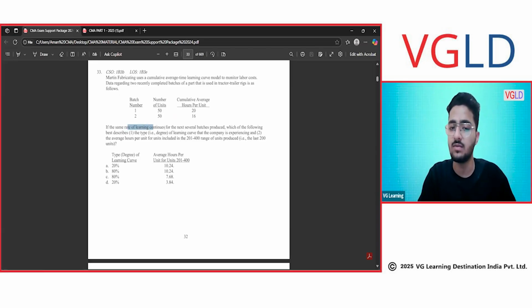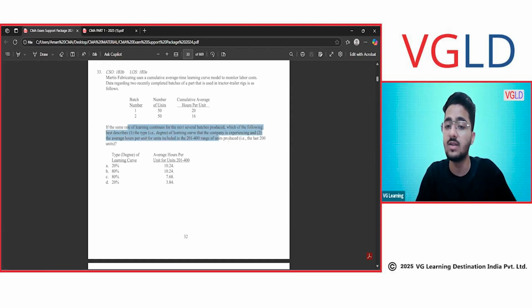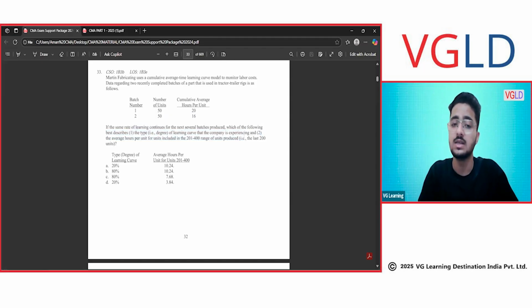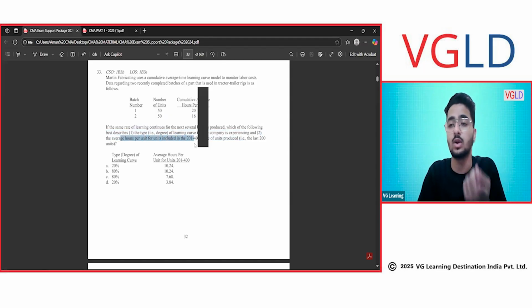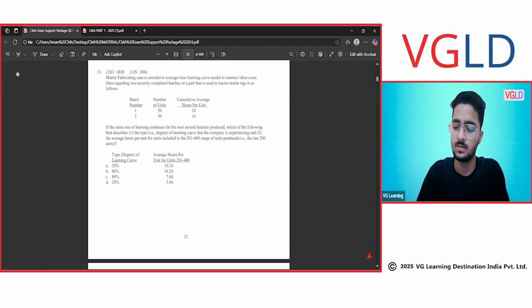If the same rate of learning continues for the next several batches produced, which of the following best describes the degree of learning curve, that means the percentage, and second, the average hours per unit for the units included from 201 to 400. So very simple, no need to hesitate.